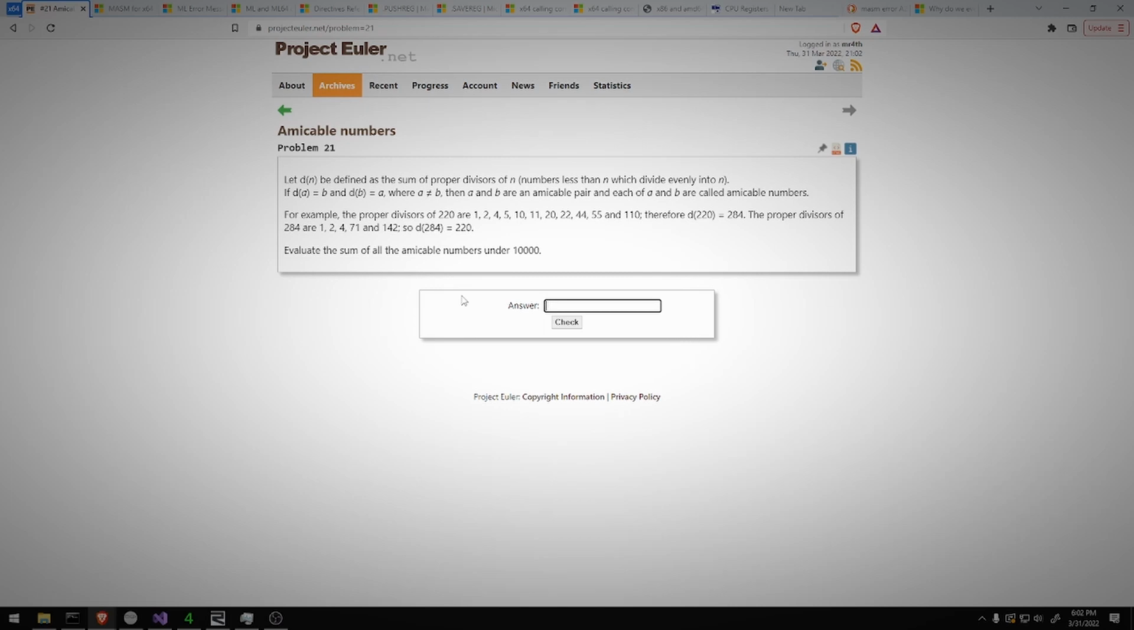And that makes, they didn't say this, but I'll throw it in there, that makes 220 and 284 an amicable pair, and they're both amicable numbers.